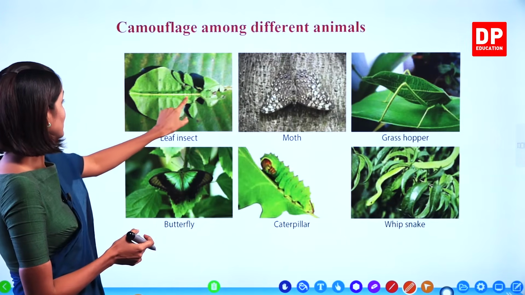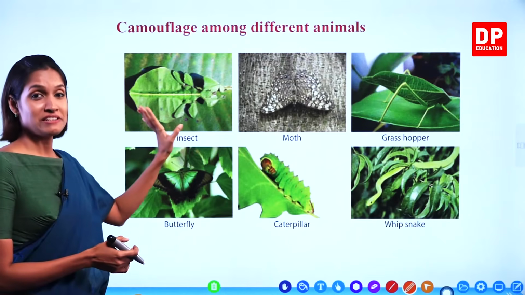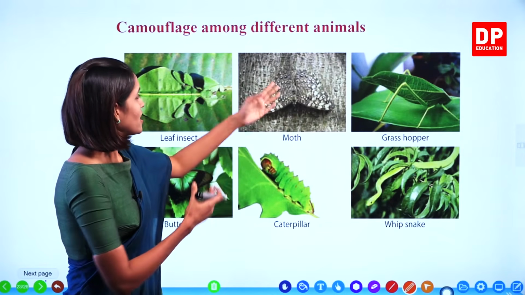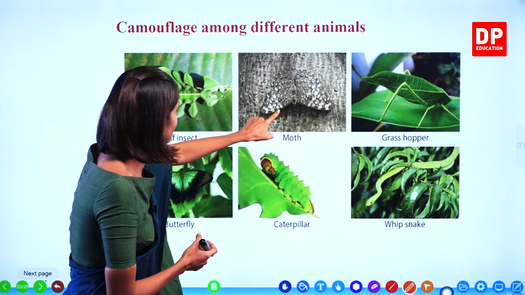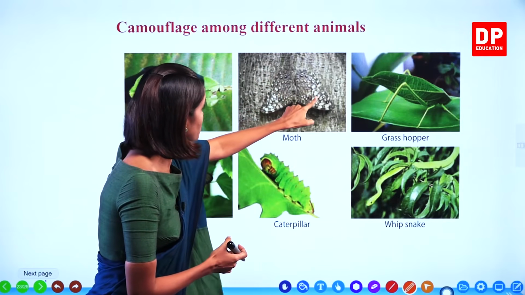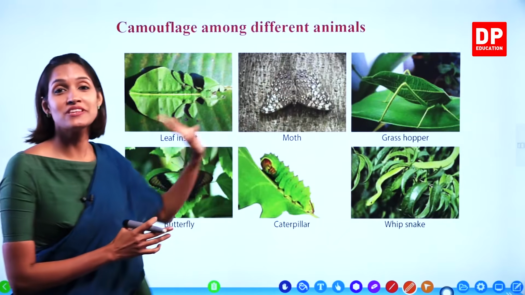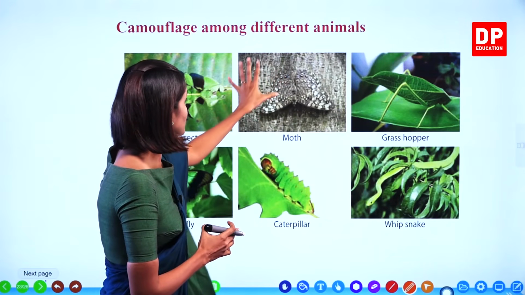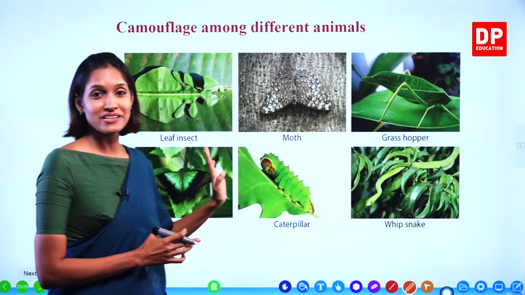Okay children, so here this animal's body shape is also exactly like a leaf. Look at this, it's a moth. Can you even see a moth here, children? Here if you observe clearly, this is the moth. Look how nicely its body color mixes with the environment. Okay, so this moth is on a tree bark, so it has the exact same color as the tree bark.